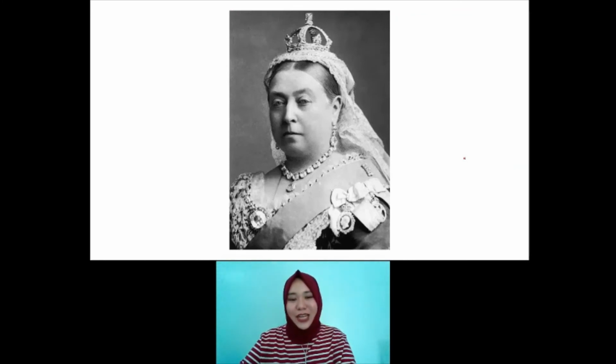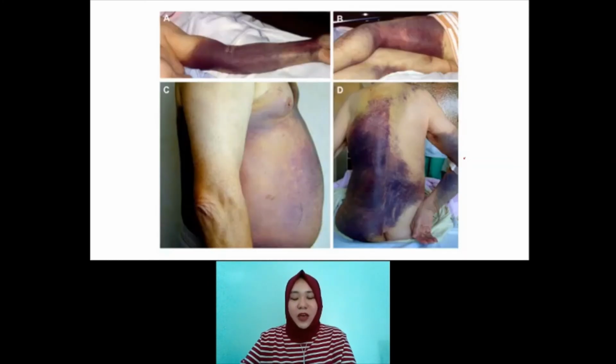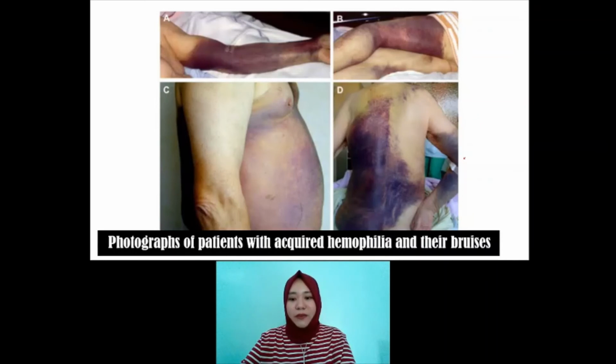By the way, before that, I think you're familiar with her. If not, she's actually Queen Victoria of England. She's actually hemophiliac. Okay, so yeah, Queen Victoria of England was hemophiliac. Okay, as you can see, these are examples of patients with acquired hemophilia and their bruises. It's not just an ordinary bruise that you get normally, for example, when you bump into something. It really looks bad.